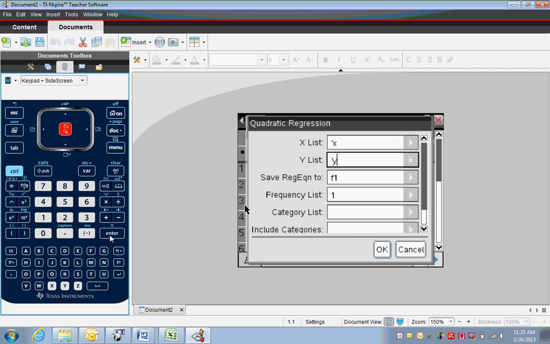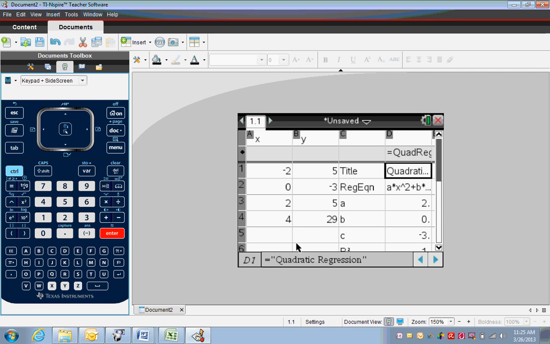You can hit Enter. And now this lovely stuff comes up off on the side. Well, if you notice, they give us an A value of 2, a B value of 0, and a C value of -3. So we can go back to our worksheet.